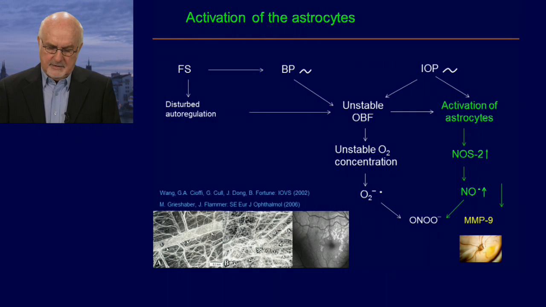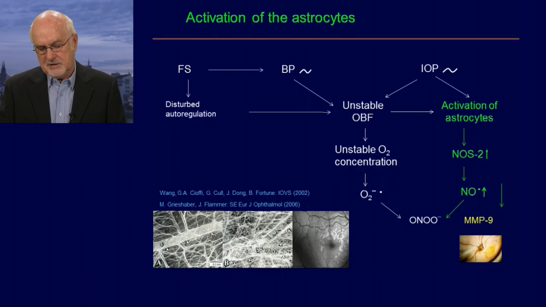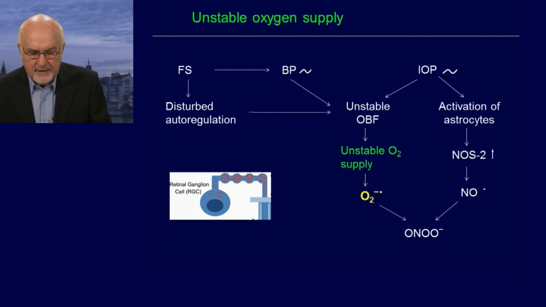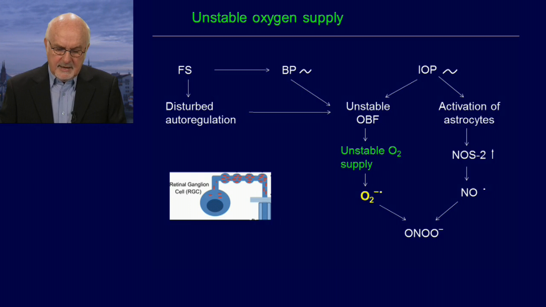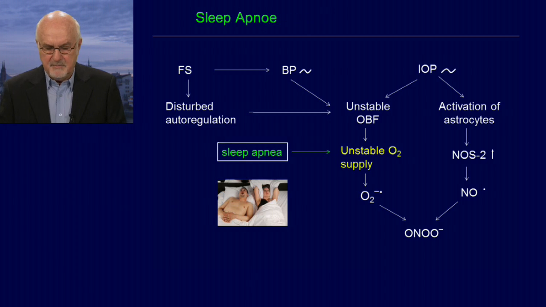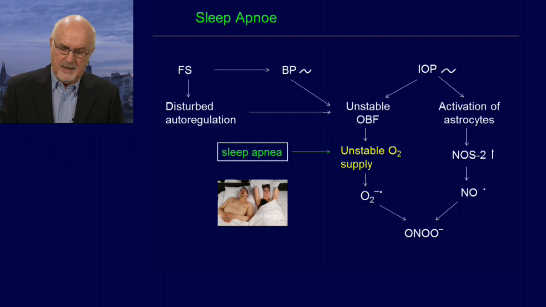But when they are activated, they not only change morphology, they also change gene expression, and therefore, for example, an increased expression of MMP9. And this contributes to the tissue remodeling and thereby to the capping. But particularly important in this context for today is the production of nitric oxide. The other question is, why do we have an increased oxidative stress in the mitochondria of the axons? There are several reasons, but the main reason is an unstable oxygen supply.